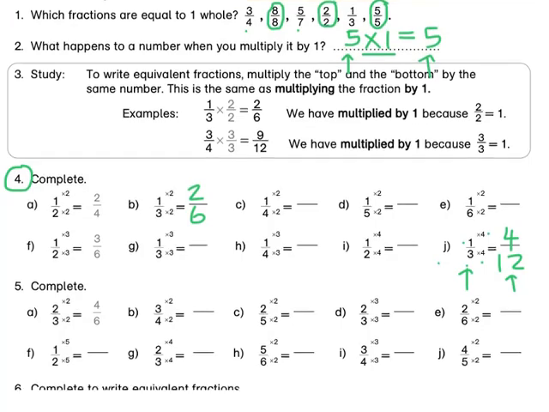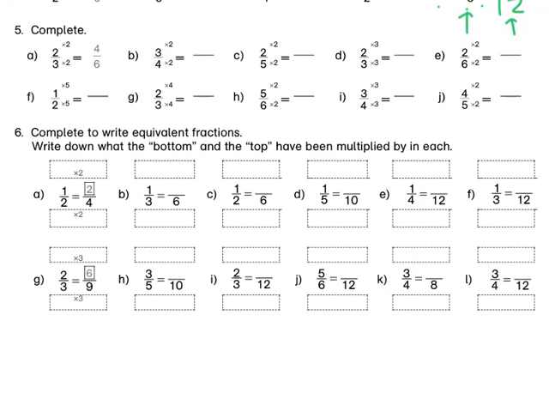Number 5. 2/3, if we times the top by 2, we get 4, and if we times the bottom by 2, we get 6. We've multiplied by 1, because 2 over 2 is equal to 1. This means that 4/6 is equivalent to 2/3.